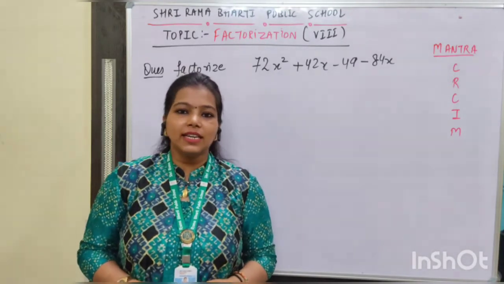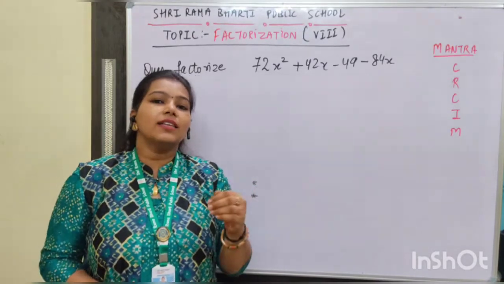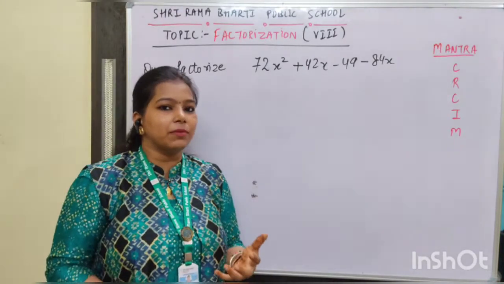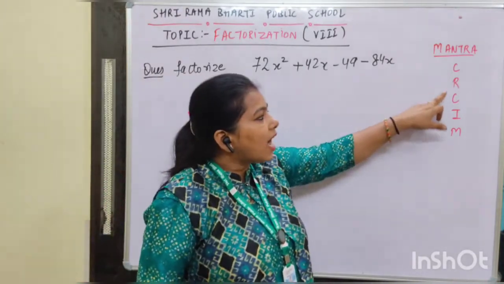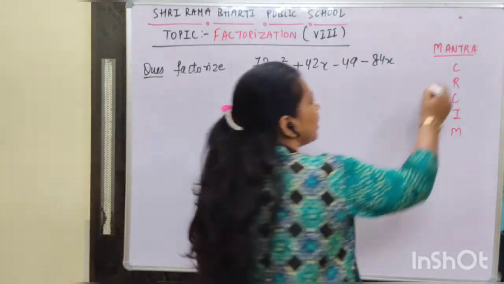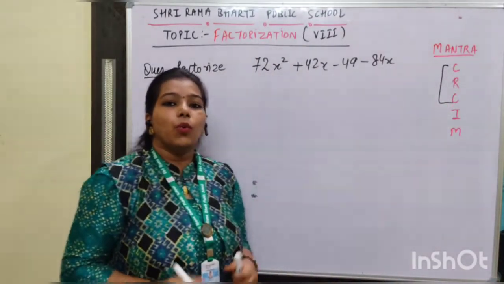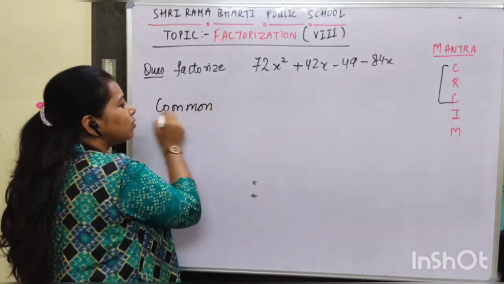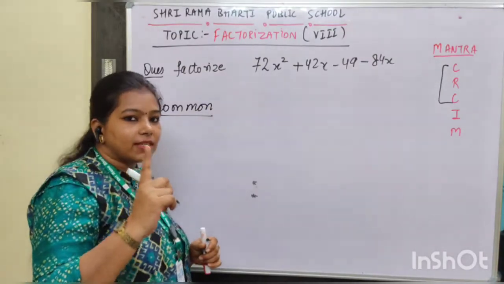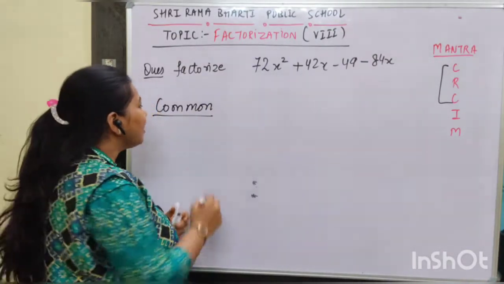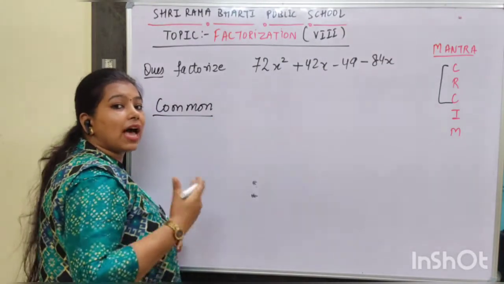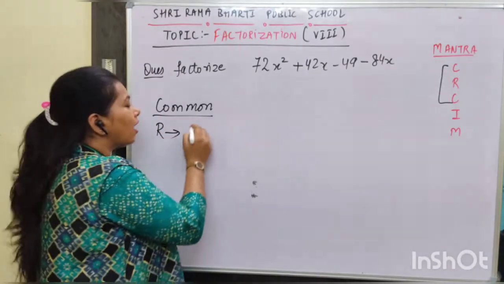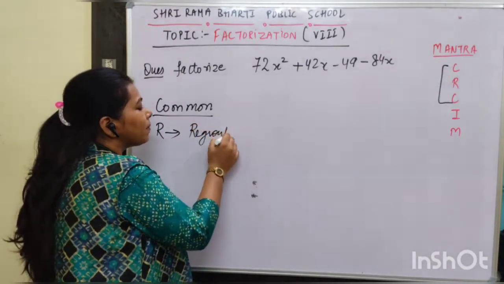As we have already started it, we have learned the steps that we have to keep in mind when we are going to factorize any number. We have discussed CRC till now. Now what does C mean? Already I have told you, C means to take the number common out. That is the first step. And second, if the number is not getting common out, we have to go to R, and R means regrouping the number.